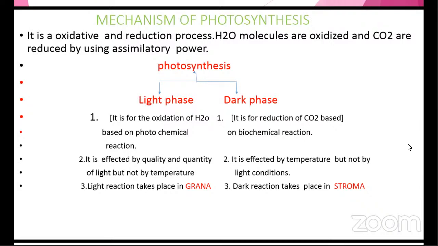And all these reactions take place in the stroma part of the chloroplast. A stroma is a jelly-like or gelatinous substance which is present inside the membranes of the chloroplast. So this is a briefing of the phases in photosynthesis.